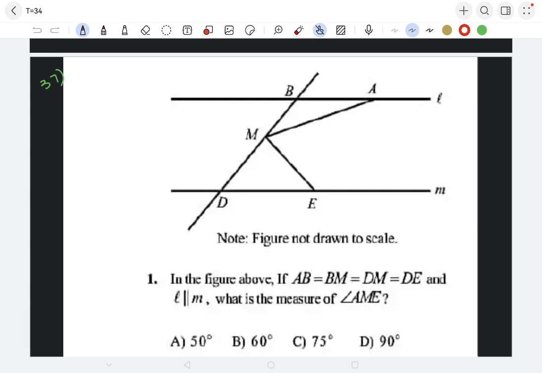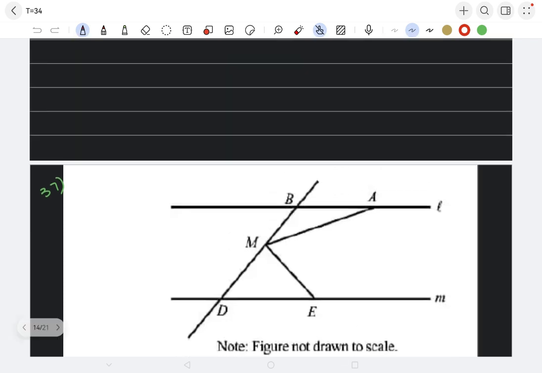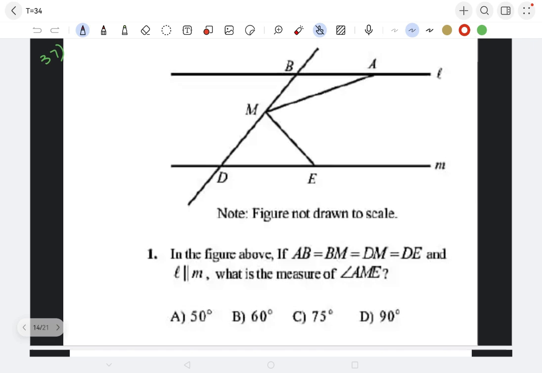Okay, now I have picked a question in which how many parallel lines do we have? We have two parallel lines, and there is a transversal in the middle. And what are they saying? They are saying AB equal to BM. That means AB equal to BM equal to DM equal to DE, and L is parallel to M. What is the measure of angle AME?